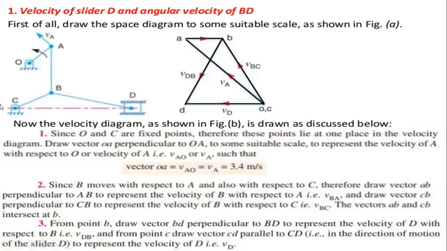As in the space diagram, the same CD line, drawn parallel, when cut with the BD line gives us the point D, which represents the velocity of D, that is VD.